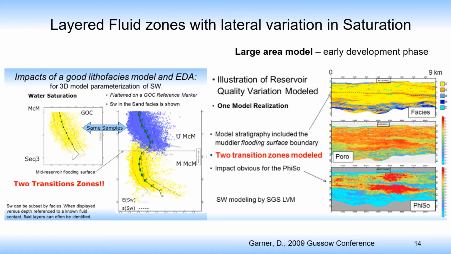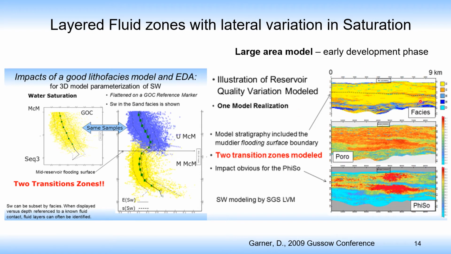Okay, so here's just one example presented in 2009 where we look at the sand facies, the best facies, and the saturations in it as a function of elevation over a large area using a flattening surface on the gas contact. And it shows two very clear transition zones. This is a very strong capillary effect. And so we use that in the model.